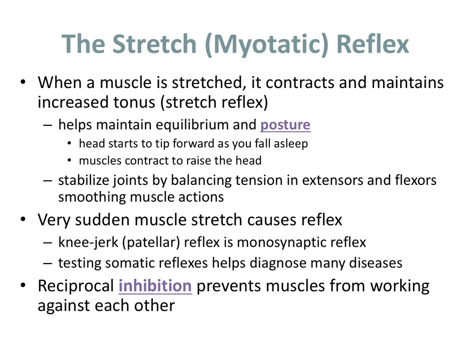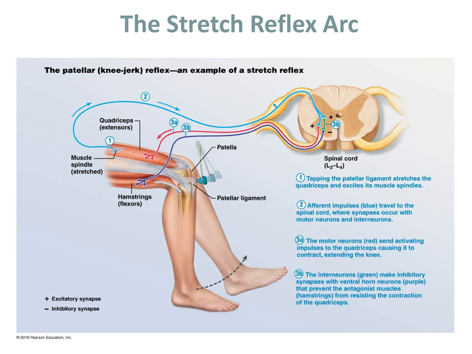And testing somatic reflexes can help diagnose some diseases. One thing to note about the stretch reflex is that when we have the stretch reflex occurring, we will also have reciprocal inhibition. Reciprocal inhibition prevents muscles from working against each other, and when the agonist is stimulated, reciprocal inhibition causes the antagonist to be inhibited and relax.